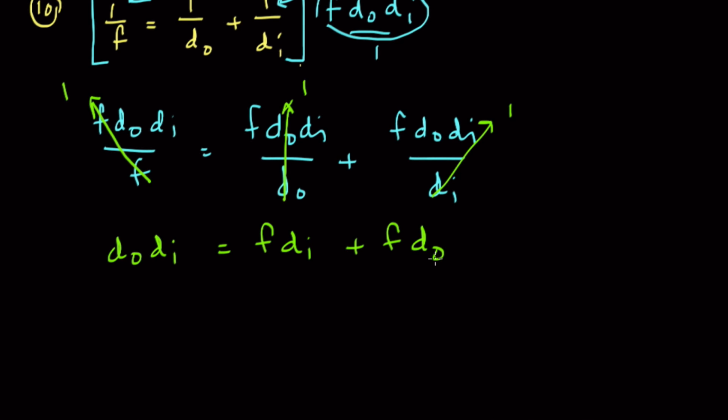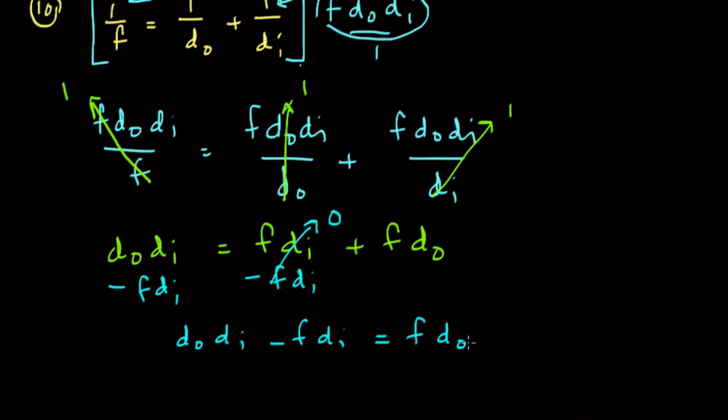And this is a lot of baggage to carry around an equation, but this is how you do it. So I want to solve for di, which means I want to get all my terms with di on the same side of the equal sign. So I have one term with di here, I have one term with di here. I'm going to subtract my f di from both sides. And f di minus f di is 0. So 0 plus f do is just f do. I don't have to write that 0. So I end up with do di minus f di equals f do.